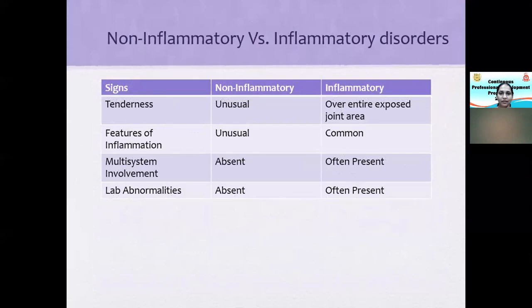When you consider the signs, in inflammatory arthritis, the entire exposed joint area is tender. It is not very markedly tender in non-inflammatory conditions, and features of inflammation are commonly seen in inflammatory arthritis. Multisystem involvement is again more commonly seen in inflammatory, as well as lab abnormalities.